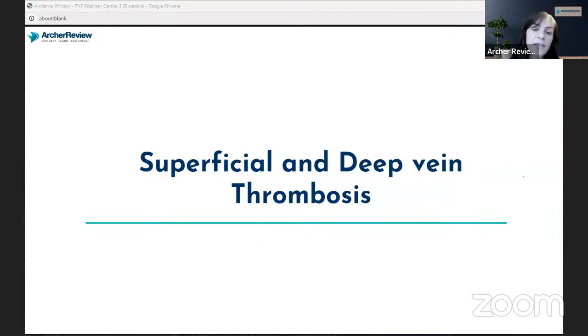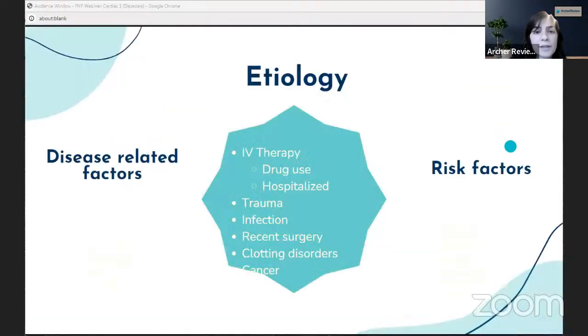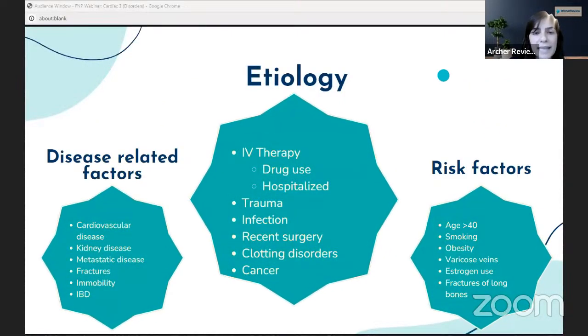Superficial and deep vein thrombosis. So SVT, it's a clot that occurs in the superficial vein. Oftentimes you're going to see this with redness and pain in the affected site. DVT, or deep vein thrombosis, is the formation of a clot in the deep vein. So that's the one we really worry about. 43% of these turn into pulmonary embolism. So you definitely want to screen for DVTs if you're suspecting it.